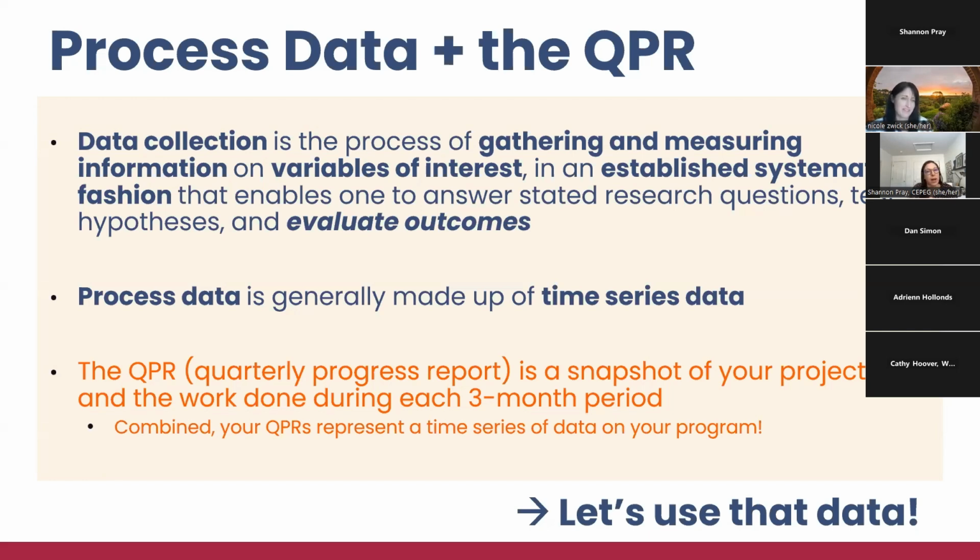So one of the things I found about process data specifically is it is generally made up of time series data. And as it happens, the QPR, your quarterly progress report that you already put together and submit on a quarterly basis, is a snapshot of your project and the work done in each 3-month period. So basically, combined over time, those QPRs are your process data, right? Each one is systematically collecting the same data from one quarter to the next on your program. Ta-da, we're giving you this process data.